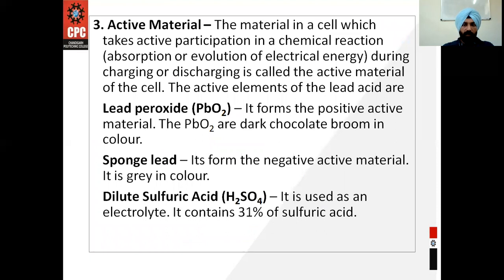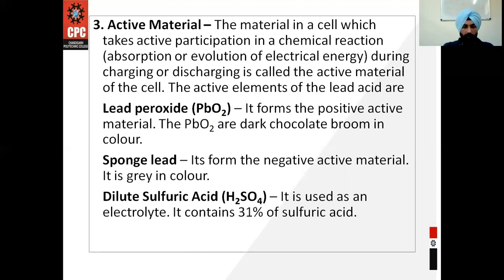Next is active material. The active material in a cell which takes active participation in the chemical reaction during charging or discharging is called the active material of the cell. The active elements of the lead acid battery are lead peroxide, also known as PbO2. It forms the positive active material. The PbO2 is dark chocolate brown in color, and sponge lead forms the negative active material. It is gray in color.